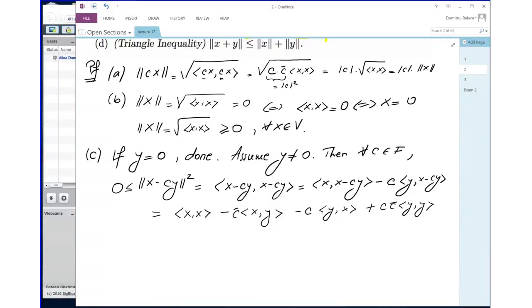I'm just separating them according to linearity in the first and in the second, and how to pull out scalars from the first and from the second. That's all I'm doing. Okay.